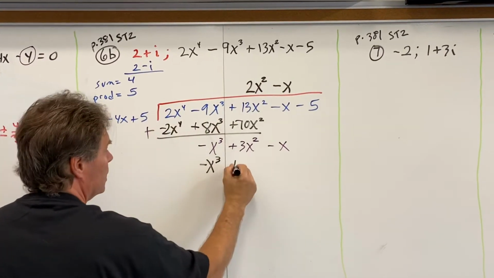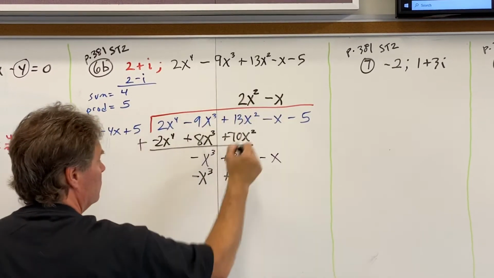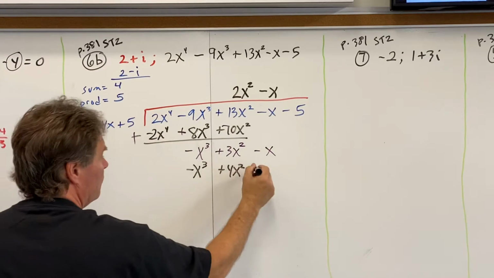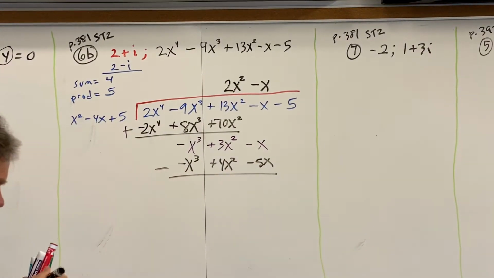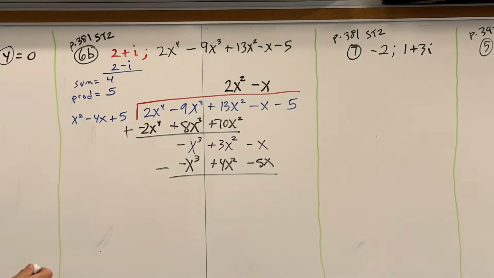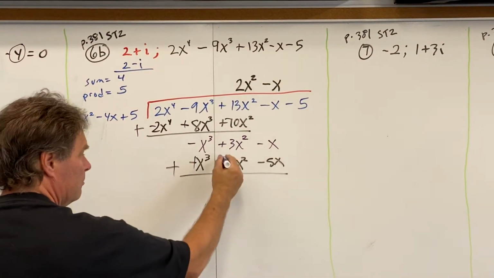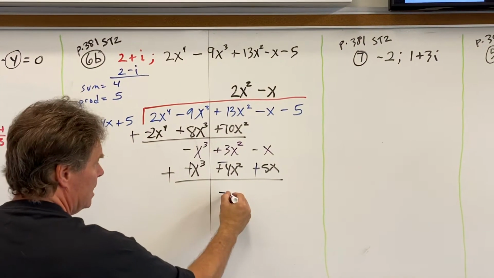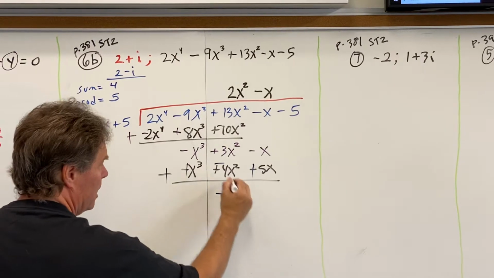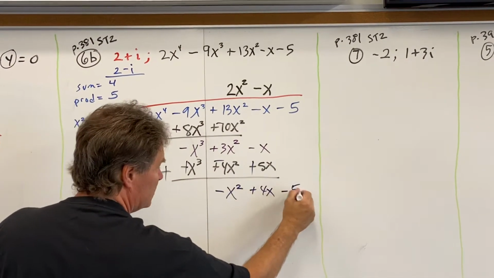This times this is plus x to the 4th... I mean plus 2x squared, right? Because negative times negative is positive. Negative x times 5 is minus 5x. I want to subtract, or I'm going to be tricky actually and make it add the opposite. Make that plus, minus, plus. Nothing, negative x squared, and plus 4x. Bring down the minus 5.